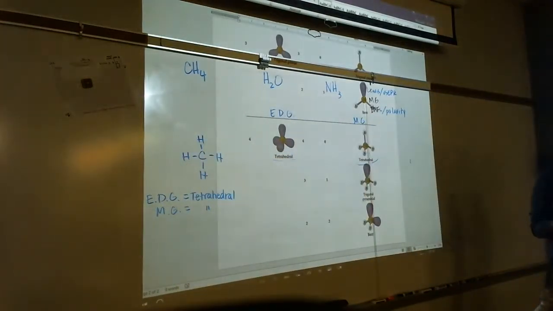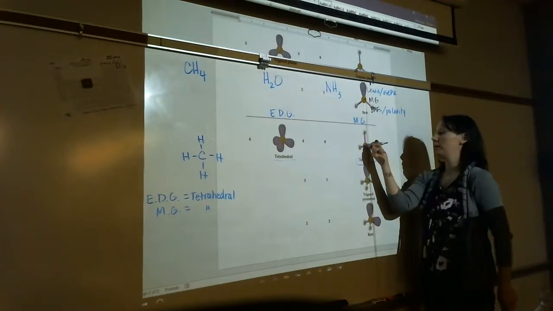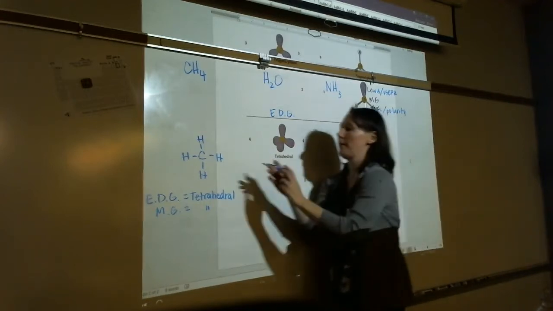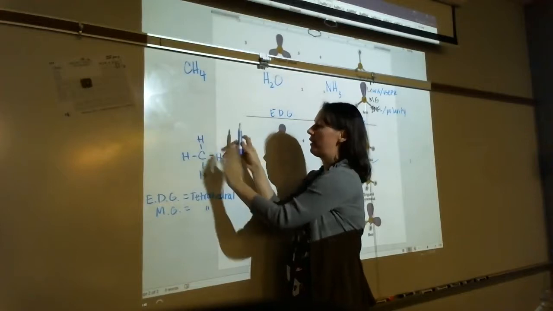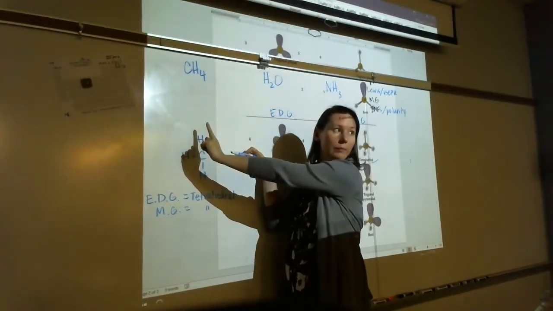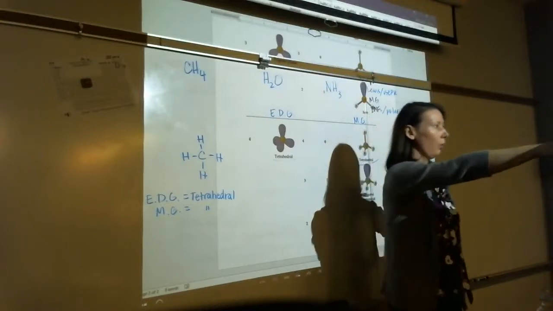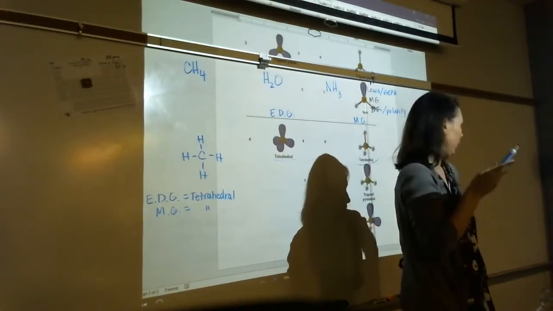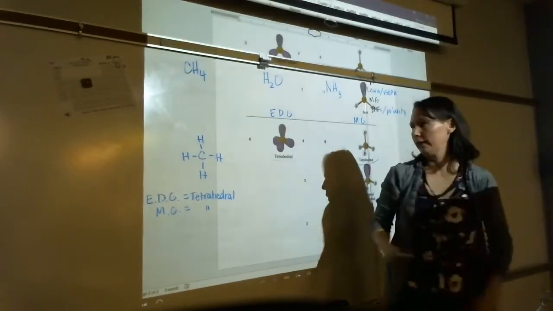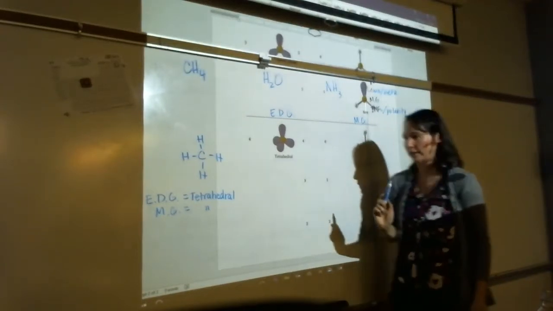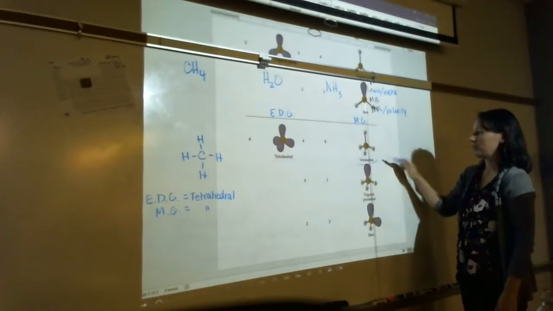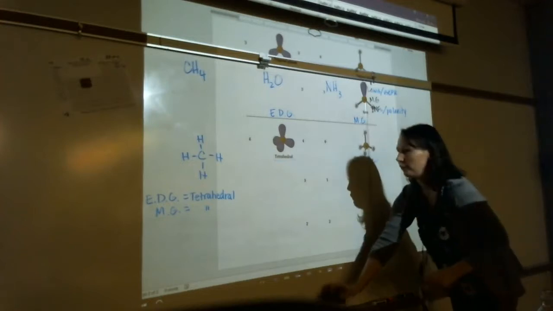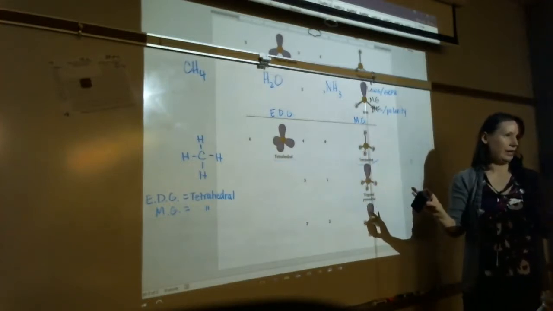So if you're looking at this in 3D space, you've got 1 hydrogen coming out of the board towards you, 1 hydrogen behind the board, and then these 2 hydrogens are in the plane of the board. So that's what this molecule looks like. Tetrahedral electron domain geometry, tetrahedral molecular geometry. They're the same because there are no lone pairs. Is everybody cool on how we did methane, CH4?